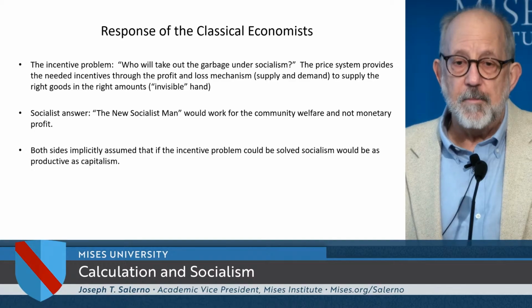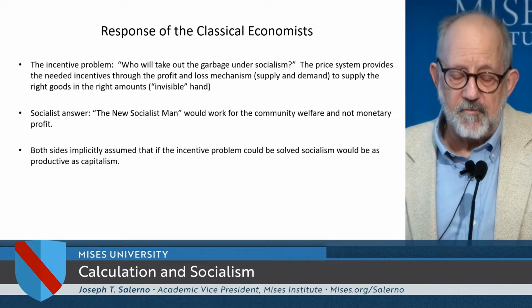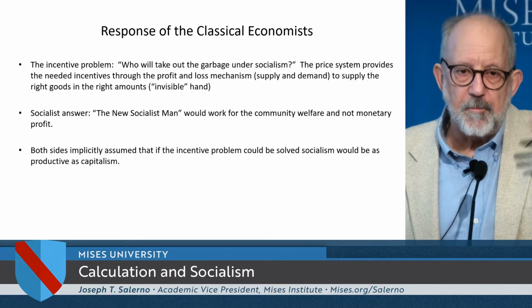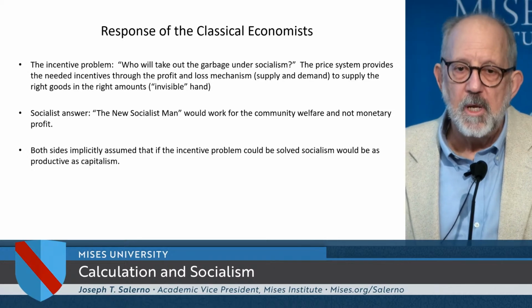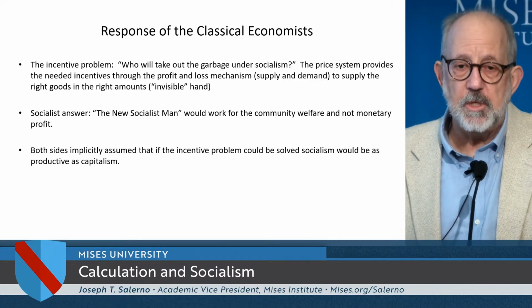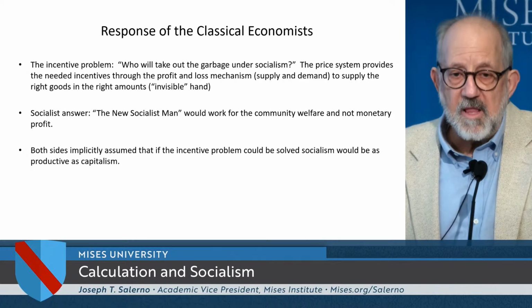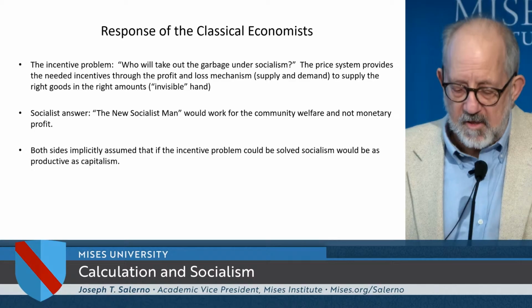The classical economists we talked about, they didn't have a completely consistent and correct system of economics, but just with their simple supply and demand, they were able to smash all the utopian socialists. Okay, and they basically asked the question, who will take out the garbage under socialism? So it was an incentive problem. They saw socialism as an incentive problem.